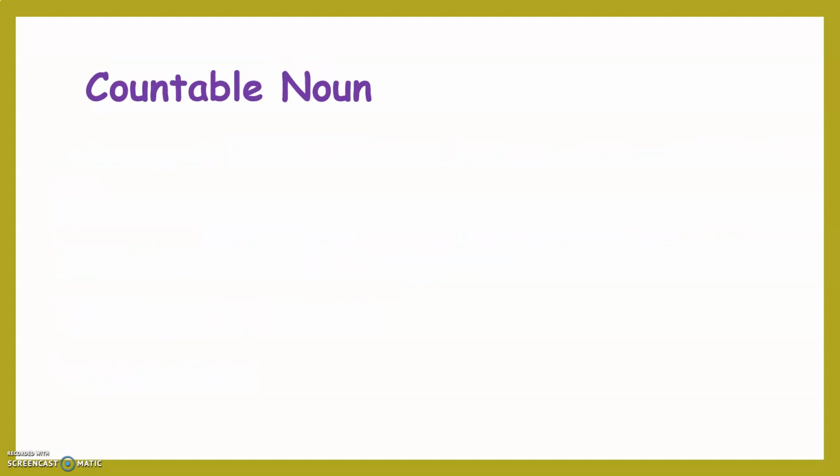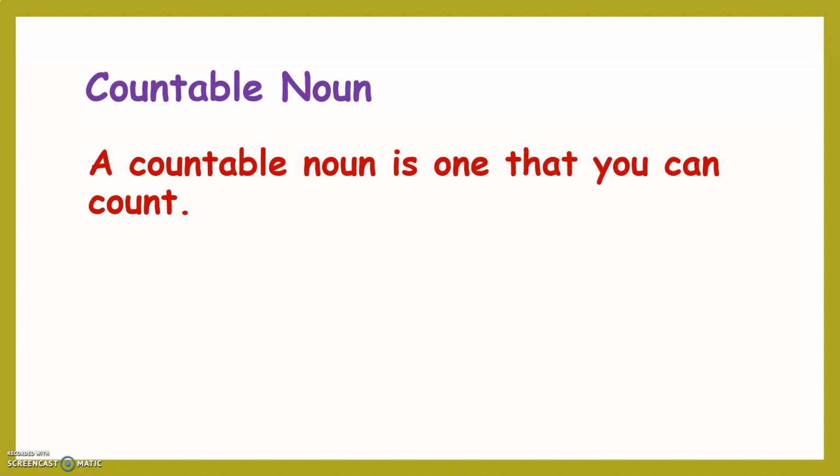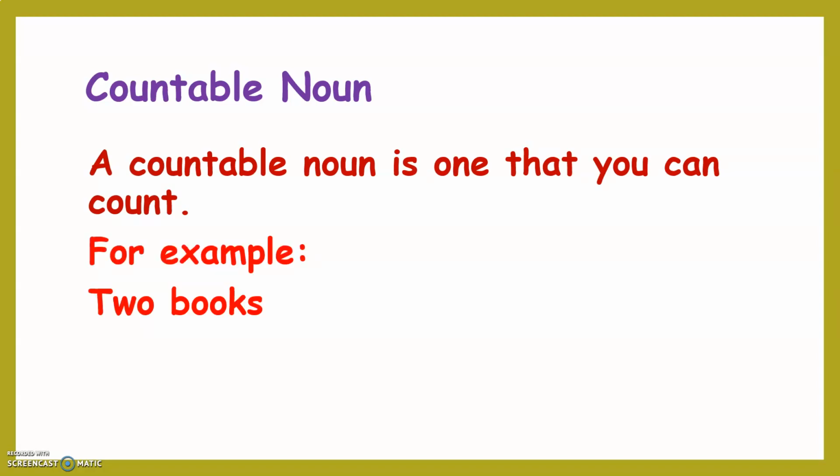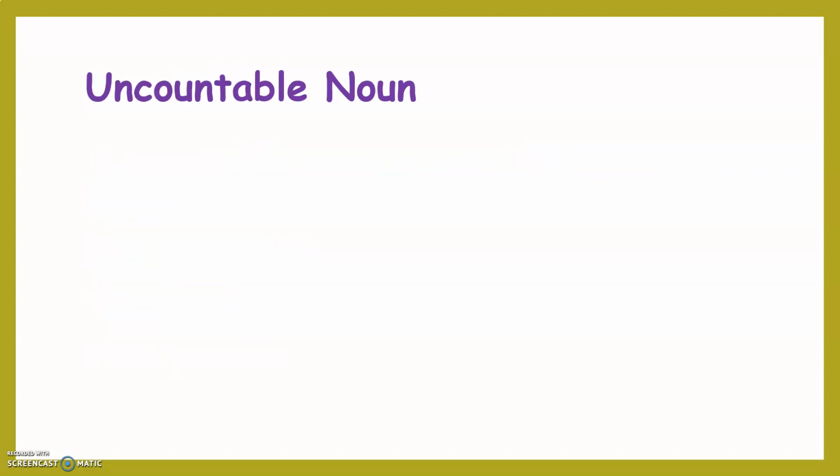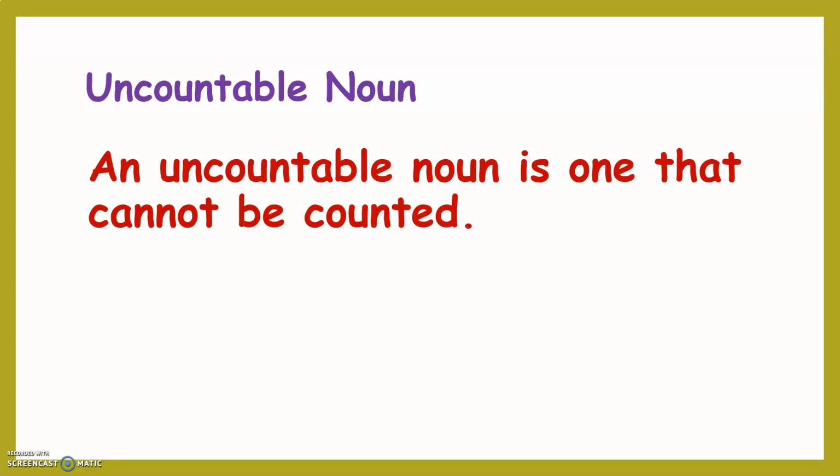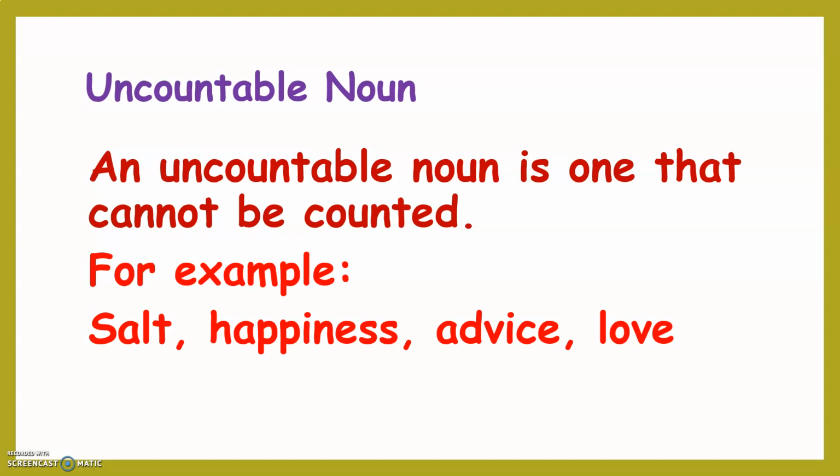Next is countable noun. A countable noun is one that you can count. For example, 2 boats, 5 pencils. Uncountable noun. An uncountable noun is one that cannot be counted. For example, salt, happiness, advice, love. You cannot count salt. Happiness को आप count नहीं कर सकते.